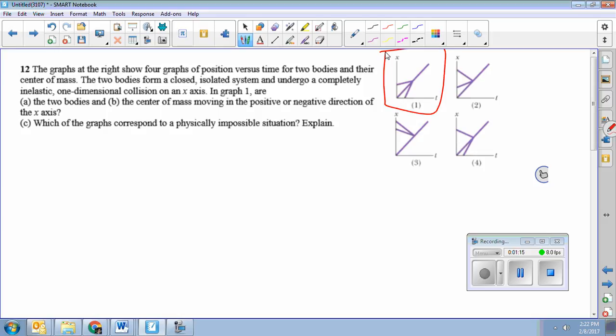So it's a closed and isolated system. What does that mean? No external forces. So what should be true about the velocity of the center of mass? It's got to be constant.